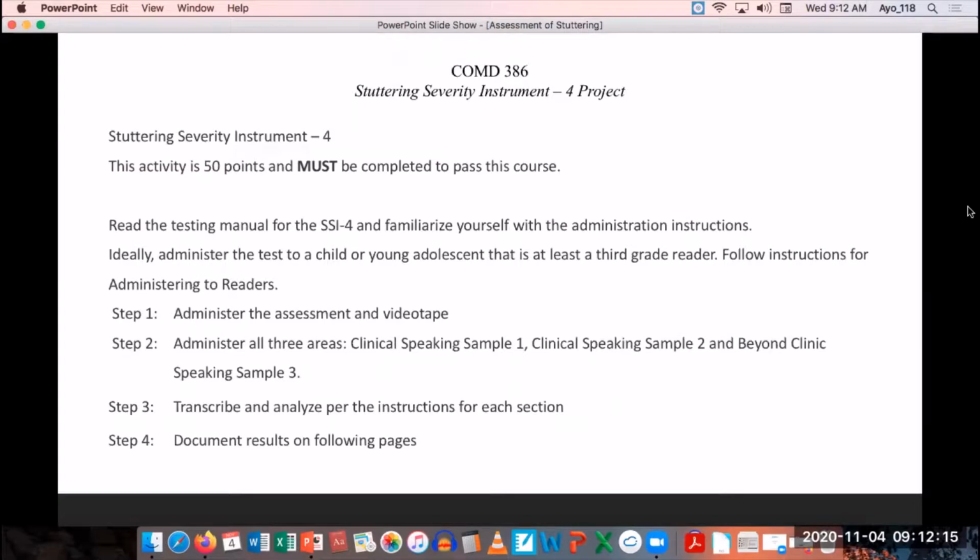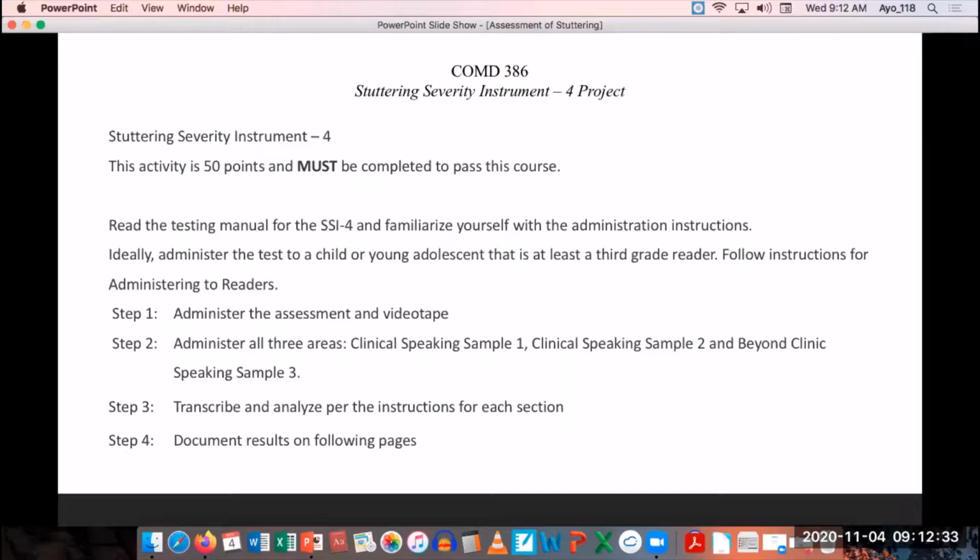So this is the project that you're going to do. This activity is 50 points and it must be completed in order to pass this course. If you don't do your SSI, you're not getting the passing grade. Okay?